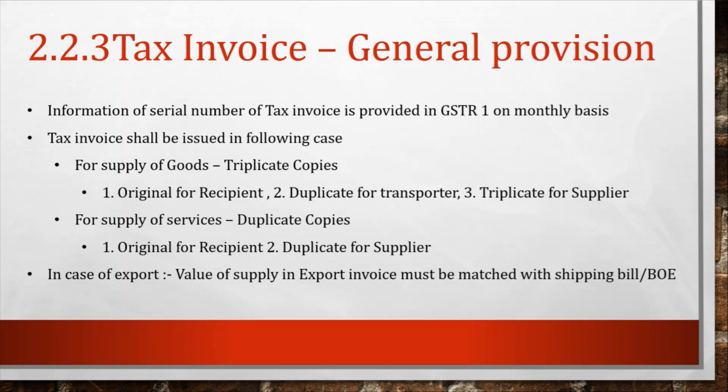2.2.3 Second part of general provisions. We have to give the serial number details in our GSTR-1 on a monthly basis. Second, the tax invoice shall be issued in the following manner: for the supply of goods, the tax invoice shall be issued in 3 copies. First copy for the recipient, second copy for the transporter, third copy for the supplier itself. For supply of services, only 2 invoices would be raised, one for the recipient and second for the supplier itself. In case of export, the value of supply in the export invoice must match the shipping bill or bill of export. So these are the general provisions, not much more.